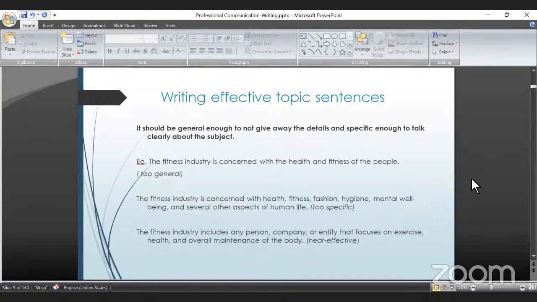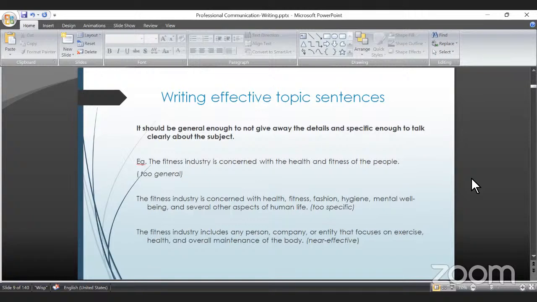Now, the last one, this is just something that I've written. I'm not saying this is the most effective method or way of writing it, but it is definitely different from the first two that you have read here. Please read it again and let me know if you think it is a better fit than the other two. The fitness industry includes any person, company, or entity that focuses on exercise, health, and overall maintenance of the body.